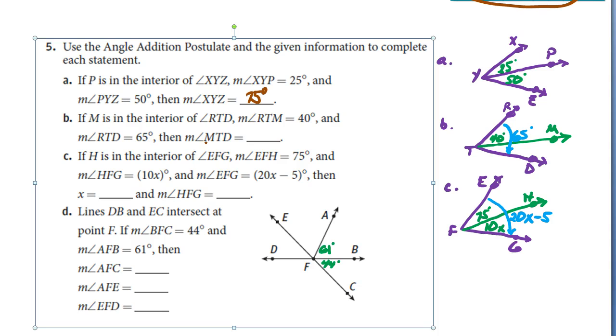Question is, find the measure of angle MTD. We're looking for this right here. So how about taking the 65, subtracting the 40 to find that missing part? That's 25 degrees.